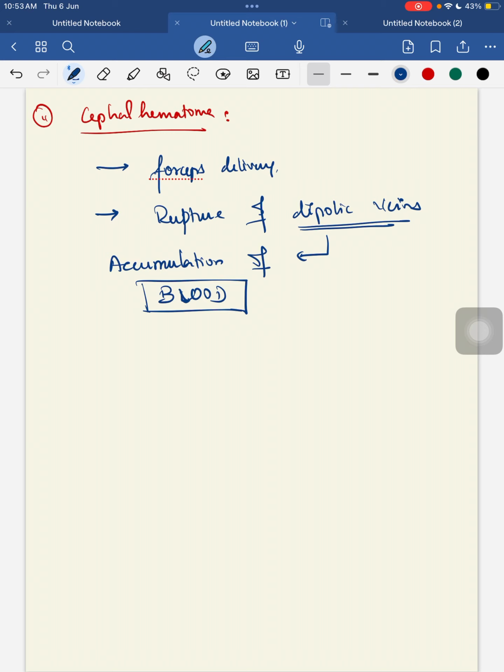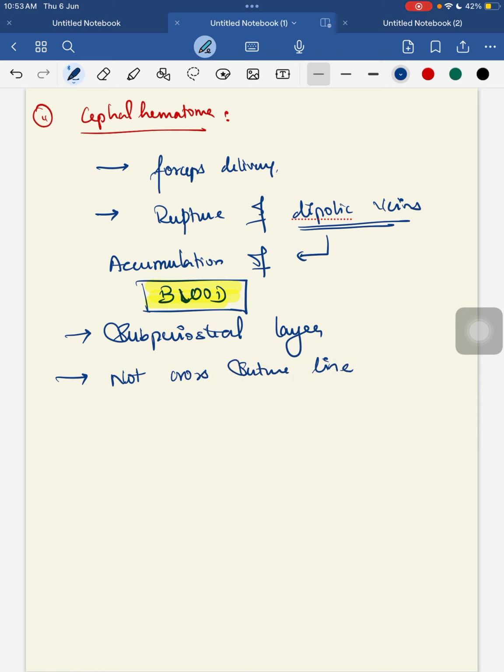Treatment depends upon whether it is a small cephalohematoma or a large cephalohematoma, whether it is infected or not. Supposing it is a small cephalohematoma, it will resolve on its own. The resolution will take around 2 to 8 weeks.